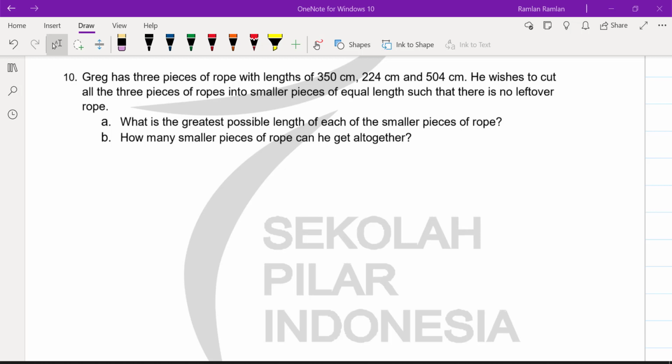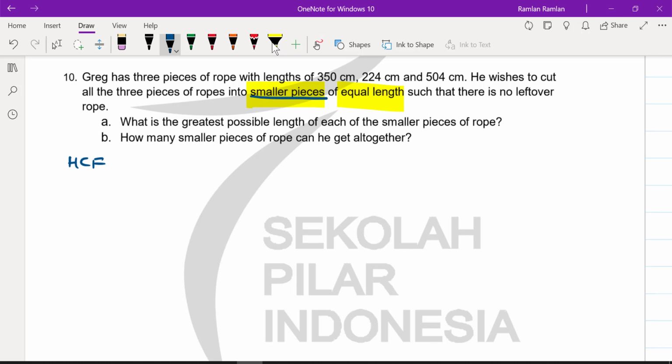Okay, now for number 10. Greg has 3 pieces of rope with lengths of 350 centimeters, 224 centimeters, and 504 centimeters. He wishes to cut all 3 pieces of rope into smaller pieces of equal length, such that there is no leftover rope. What is the greatest possible length of each of the smaller pieces of rope? So in here, because we're looking for a smaller number, we're going to find the highest common factor.